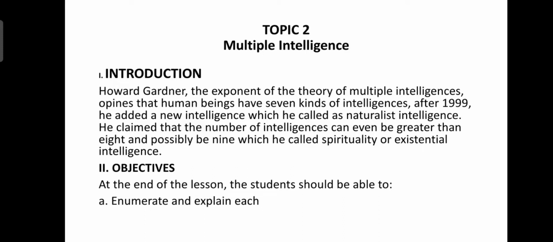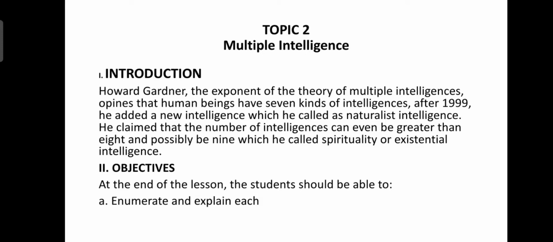I'm going to present this topic, which is the Module 6 topic on multiple intelligences. Introduction. Howard Gardner, the exponent of the theory of multiple intelligences, posits that human beings have 7 kinds of intelligences. After 1999, he added a new intelligence, which he called naturalist intelligence. He claimed that the number of intelligences can even be greater than 8 and possibly be 9, which he called a spiritually existential intelligence.